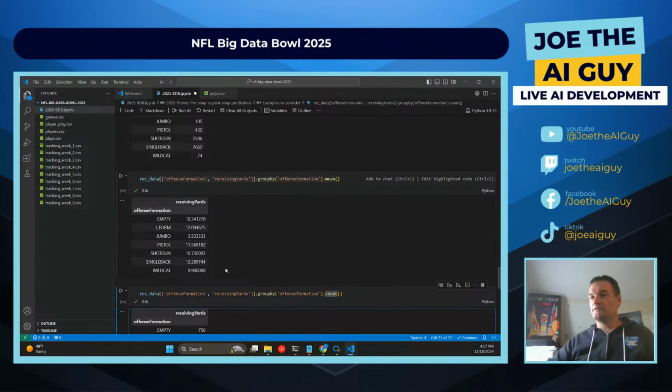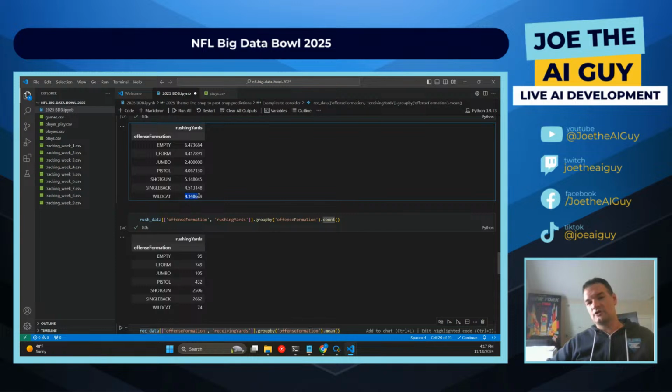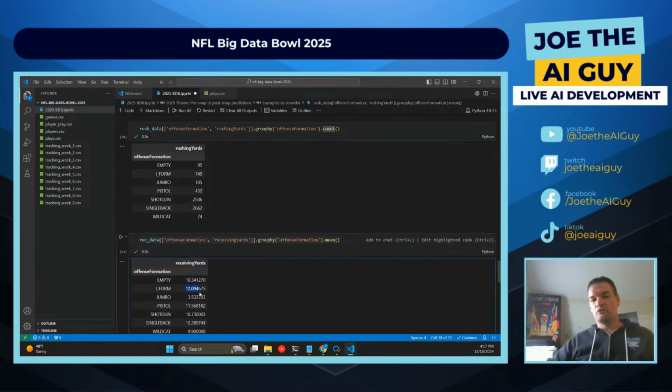If the defense sees these, they will key in on rush defense, and then massively reduce the outcomes. At least here in the Wildcat, you're getting far more yardage overall on average compared to jumbo, but it's still not great. If you're looking at the I formation, you're getting both more rush and above average pass yards. So why not do that as far as the formation goes from that personnel-wise?